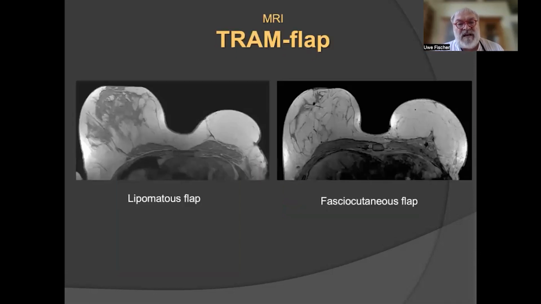And what we see on MRI is, again, T1 weighted imaging. This is a pure lipomatous flap, and there are no non-lipomatous parts within the breast. And on the right side is the fasciocutaneous flap with the anastomosis to the mammaria artery. No, it's no anastomosis, it's directly coming from the origin.